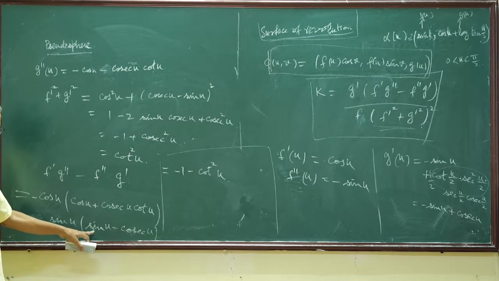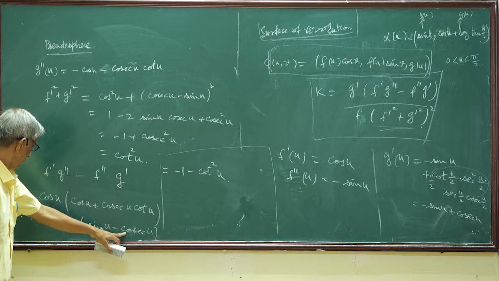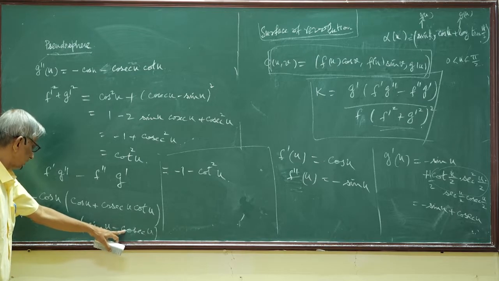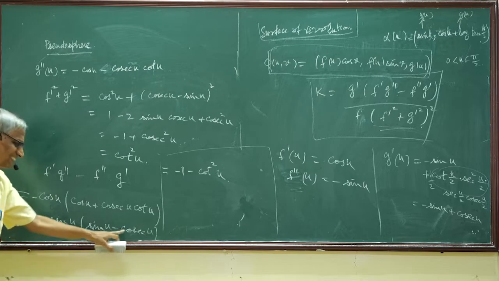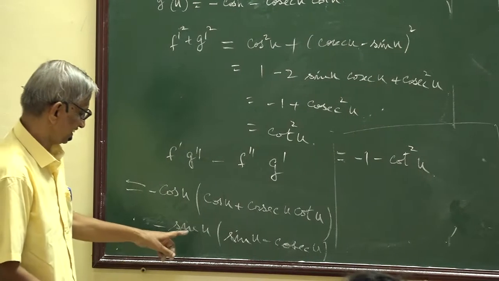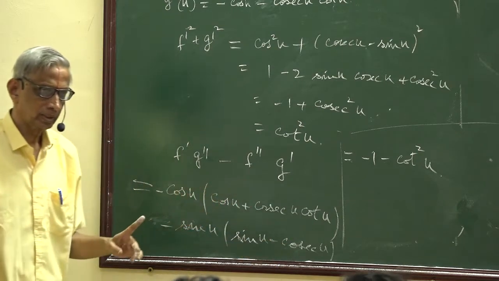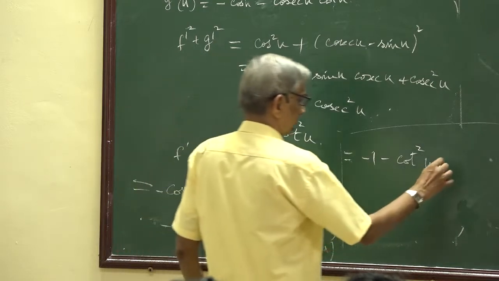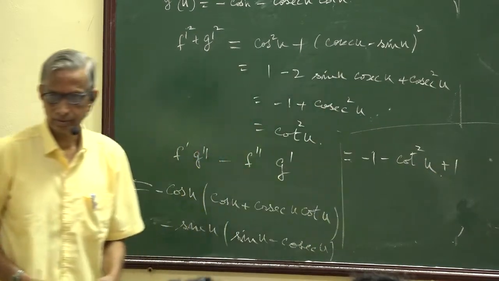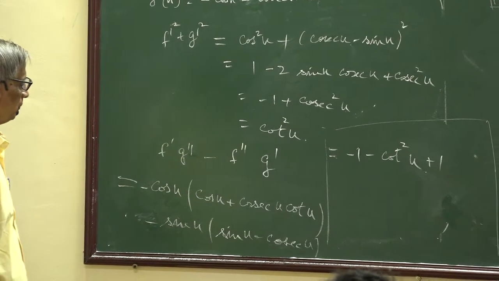This is already taken care of. What about this? So minus plus cot again. Oh, not this here. Okay. Sin u into cosecant u. So there is 1 with plus sign. So that gives you only minus cot square.